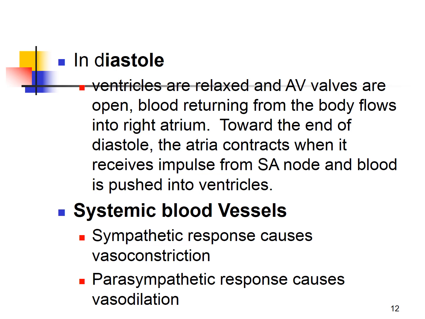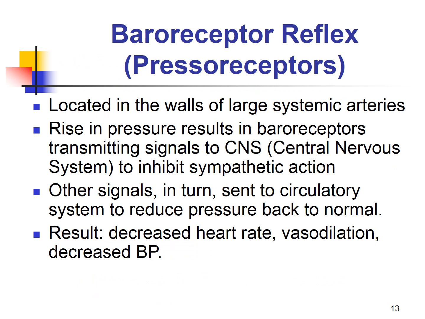And then you have, next slide, the baroreceptors. These are mechanisms to help cope with the changes that are taking place. They are located in the walls of the large systemic arteries, and when pressure rises, the baroreceptors transmit a signal to the nervous system to inhibit the sympathetic nervous system. Other signals are in turn sent to the circulatory system to reduce the pressure. So pretty much the result is a decrease in heart rate, vasodilation, and a decrease in blood pressure.